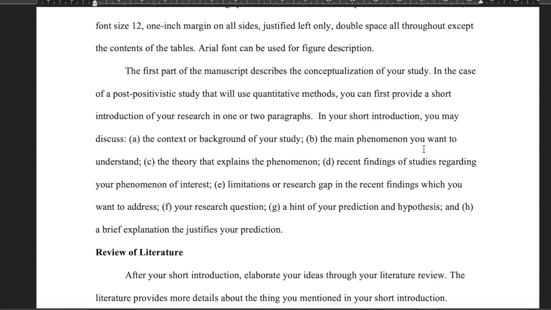And then, third, you want to mention the theory that explains the phenomenon.